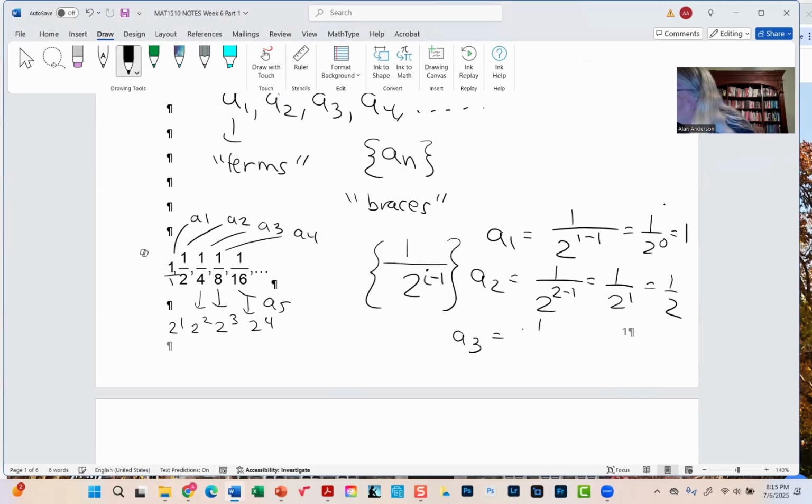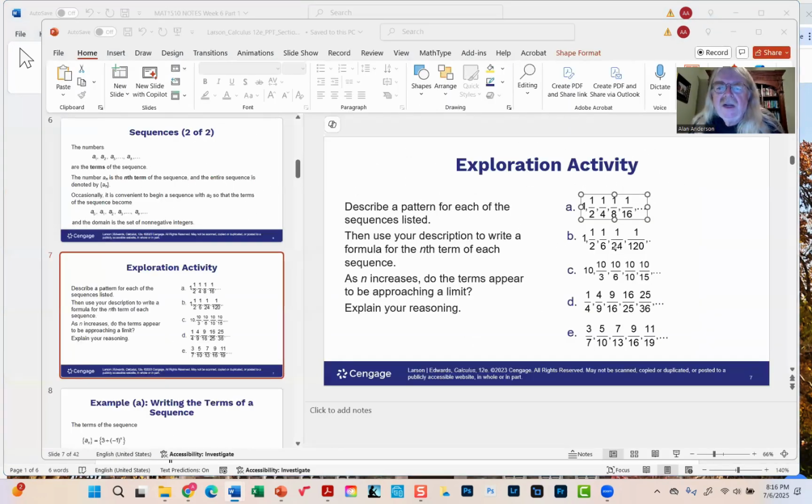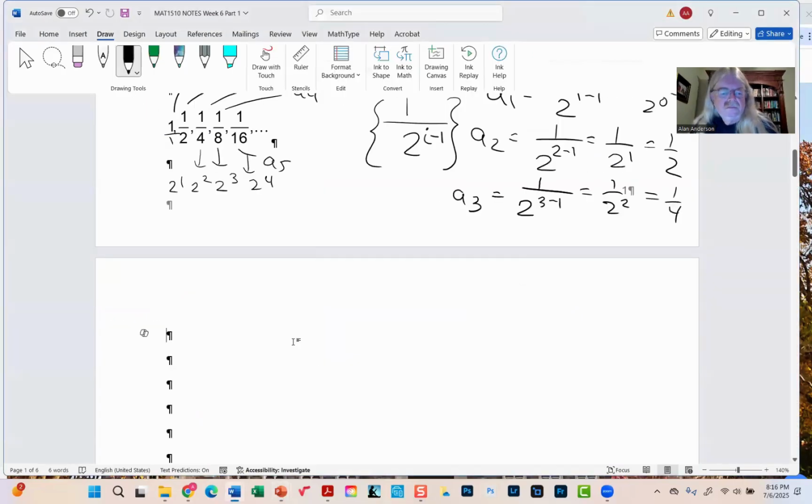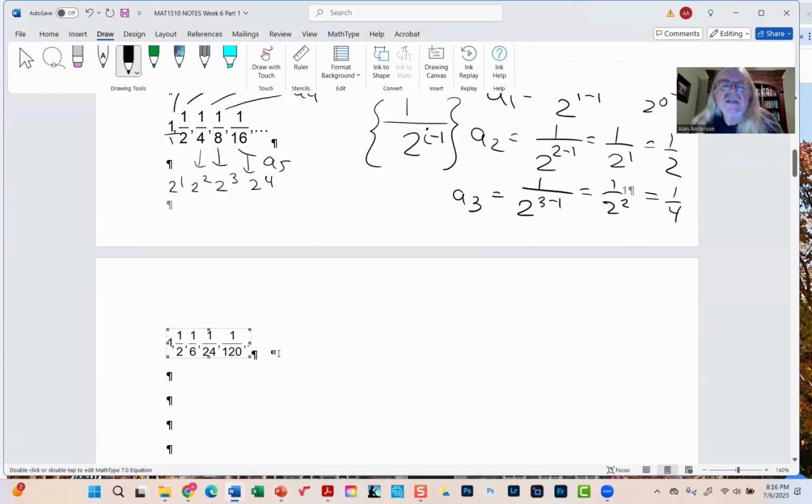A3 is 1 over 2 to the 3 minus 1, 1/4, etc. Okay, great. Now, how about this one? By the way, it's not necessarily always the case that the terms are determined by exponents. Other things can happen here too. In fact, we could have literally any pattern that we want.